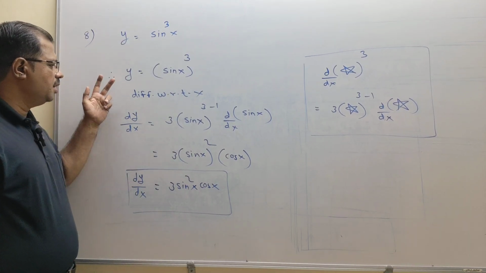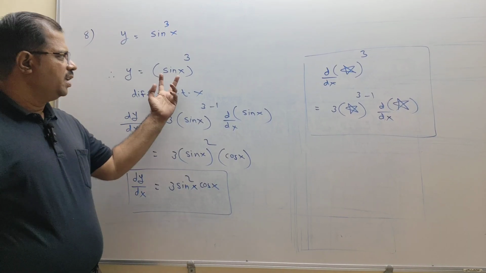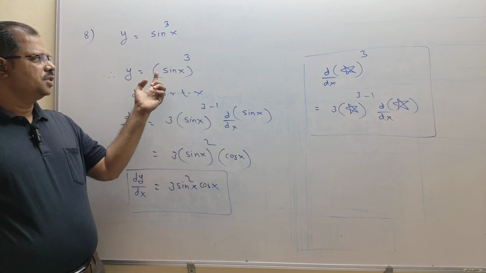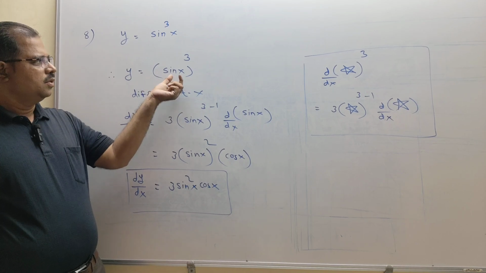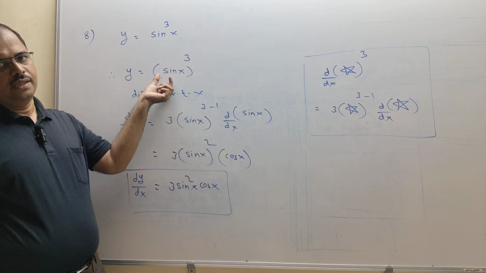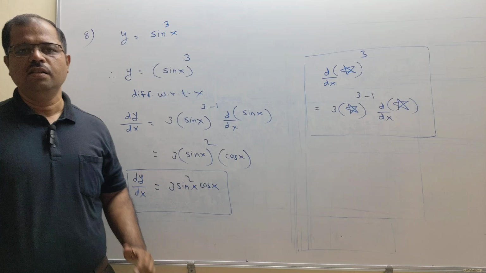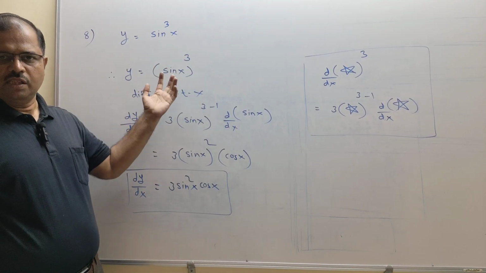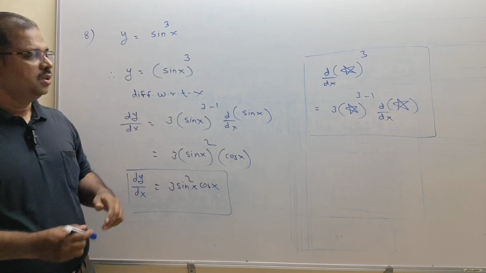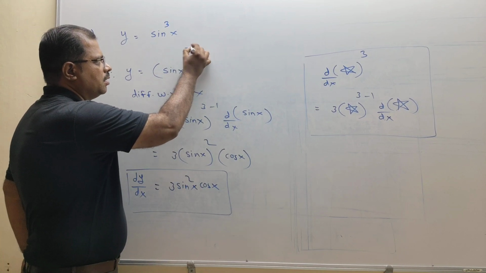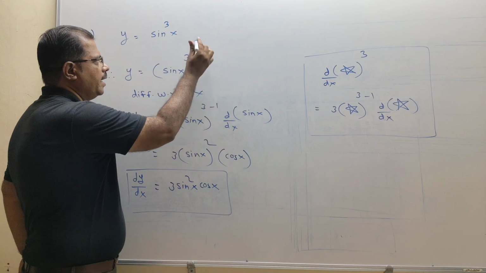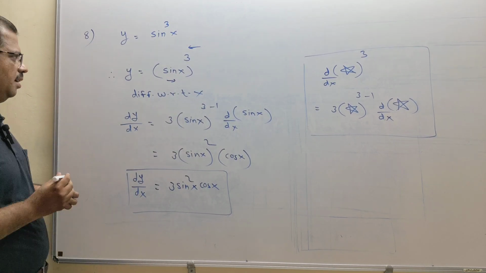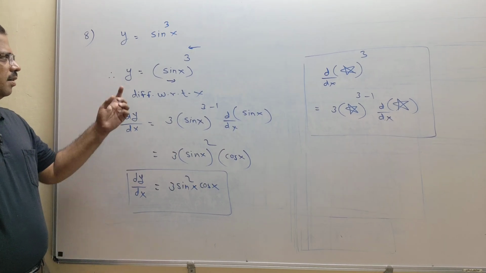Differentiate with respect to x, derivative of y, dy by dx. Look here, if we go towards x, the nearby function of x is sine. The close function to x is sine. Therefore, sine is the inner function and cube is applied on sine. Cube is the outer function. Therefore, the outer function is cube and the inner function is sine. Now differentiate with respect to x.